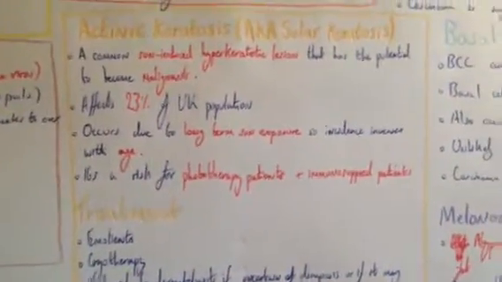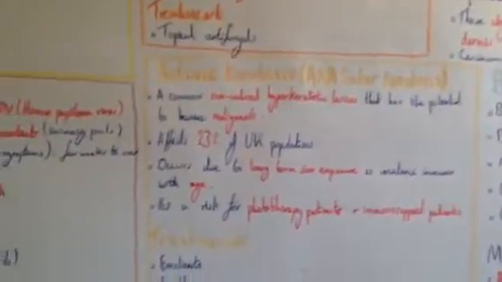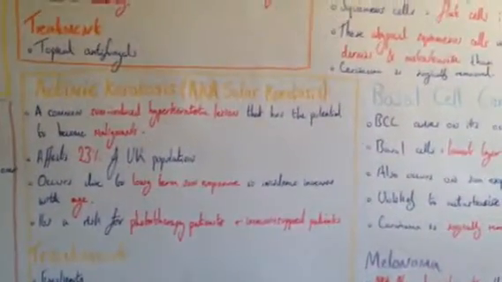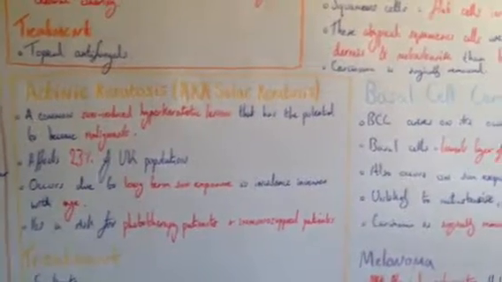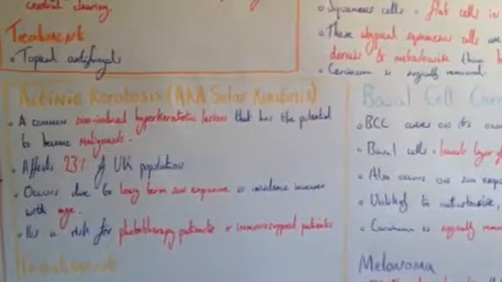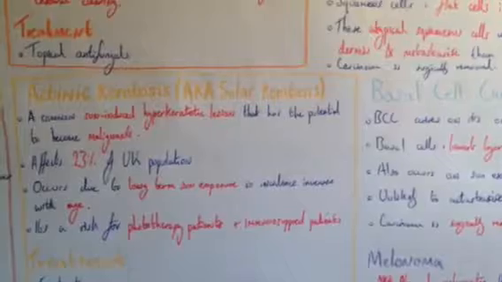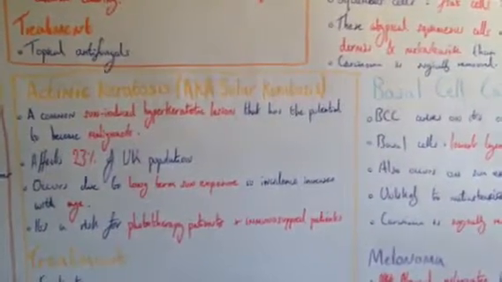So moving on to actinic keratosis, also known as solar keratosis. This came up in a previous lecture as well. It's a common sun-induced hyperkeratotic lesion that has the potential to become malignant. It affects 23% of the UK population. It occurs due to long-term sun exposure, so incidence increases with age. It's a risk for phototherapy patients and immunosuppressed patients.